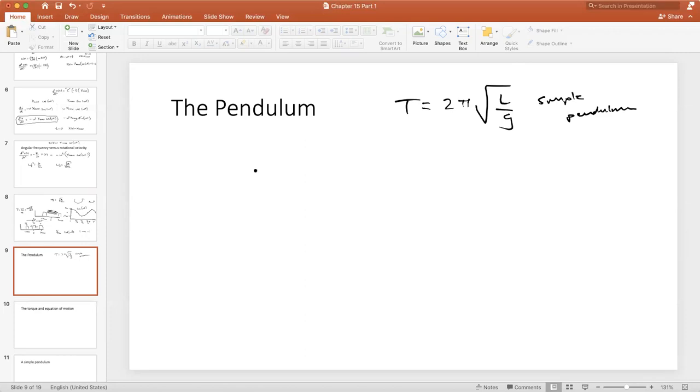A simple pendulum is a length of string with a mass m connected to it. It can rotate, okay, back and forth.